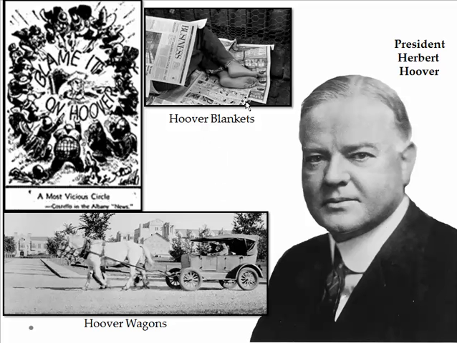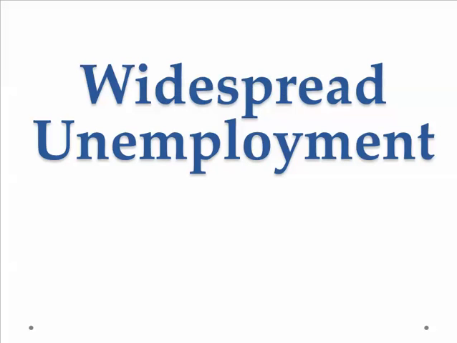And they nicknamed these newspapers that homeless people used to cover themselves up with Hoover blankets. Here's an automobile. People were too poor to put gasoline in it to use it, so they hooked the horses up to it, and they called these Hoover wagons. So he catches a lot of blame for what happened during the Great Depression since he was the president in 1929.